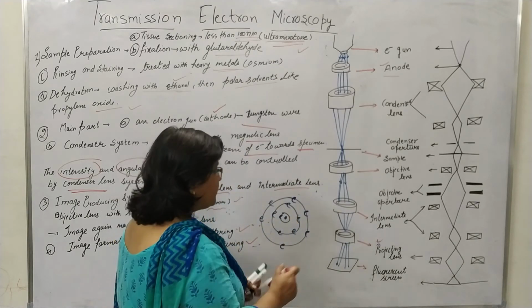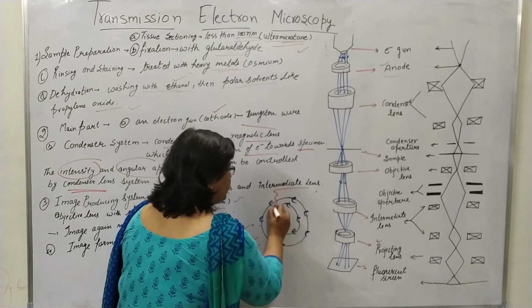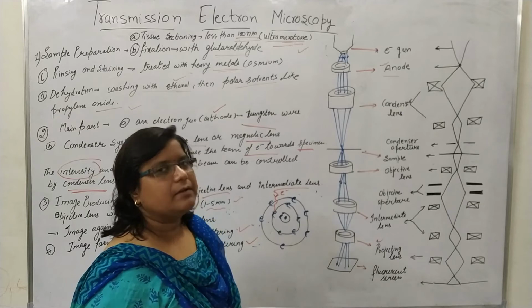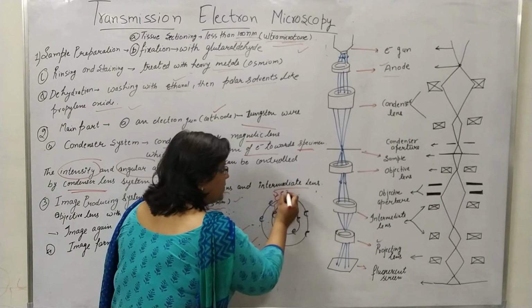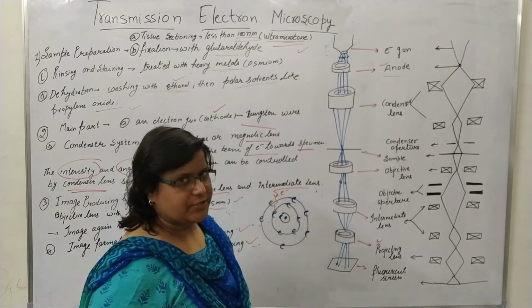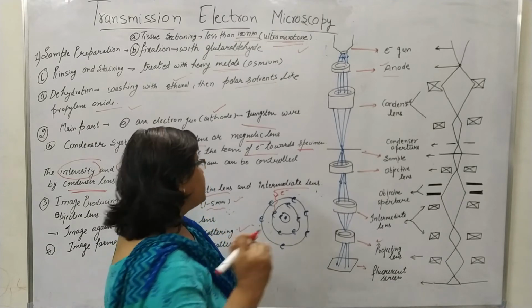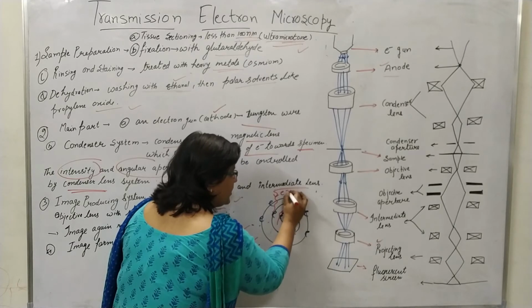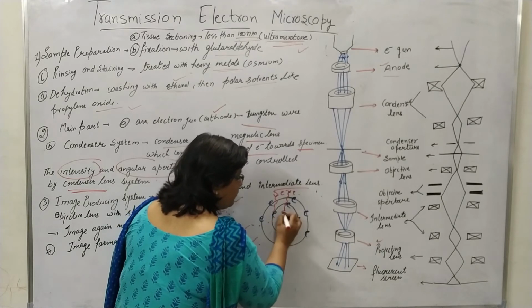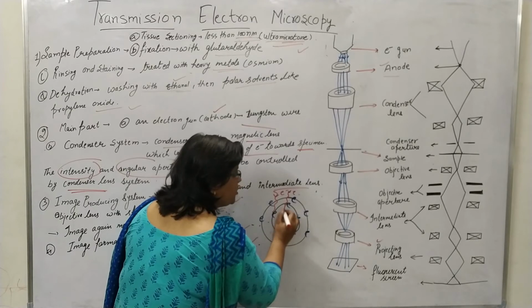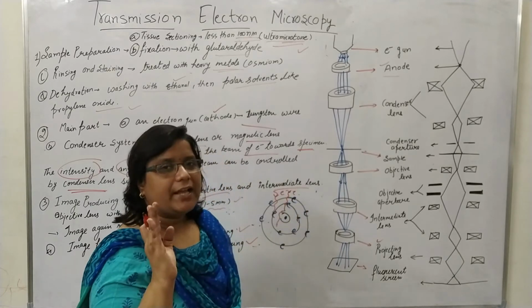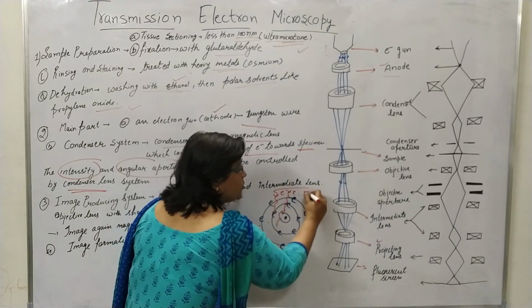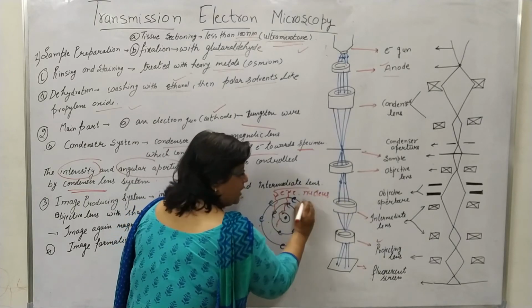When the primary beam of electrons interacts with the specimen or the sample, it can interact at two levels. First, the electron beam can interact with the electrons or just near the nucleus. That means the primary electron beam can interact with the nucleus or the electrons.